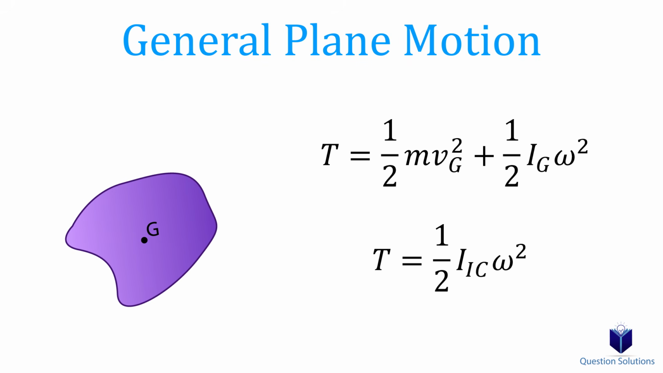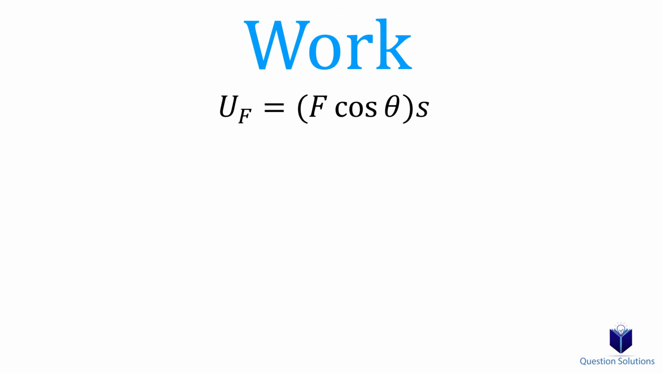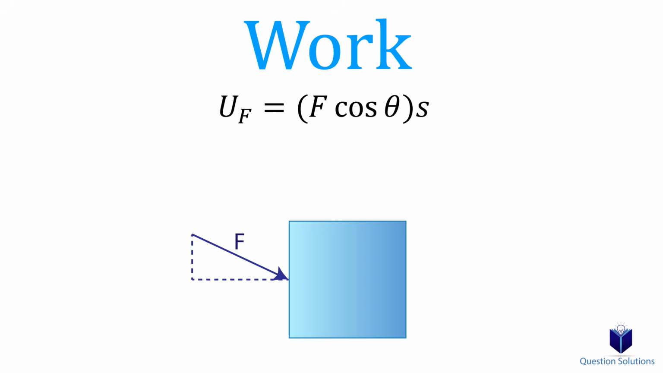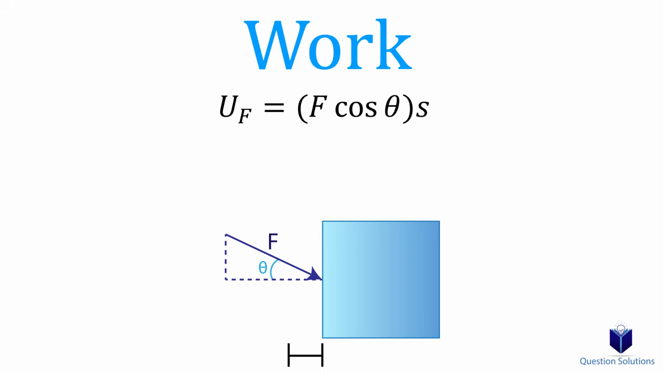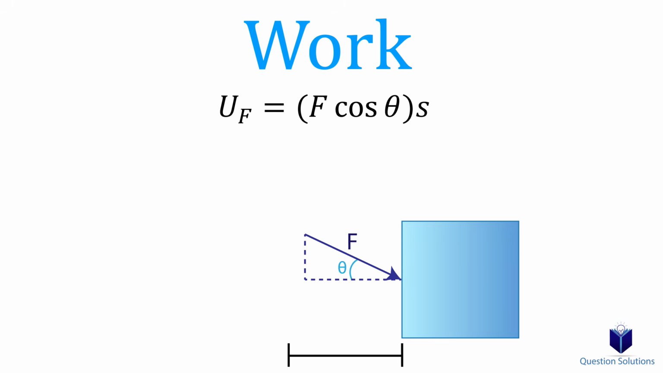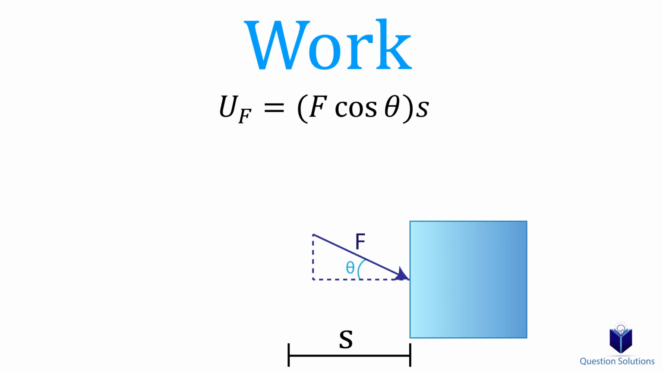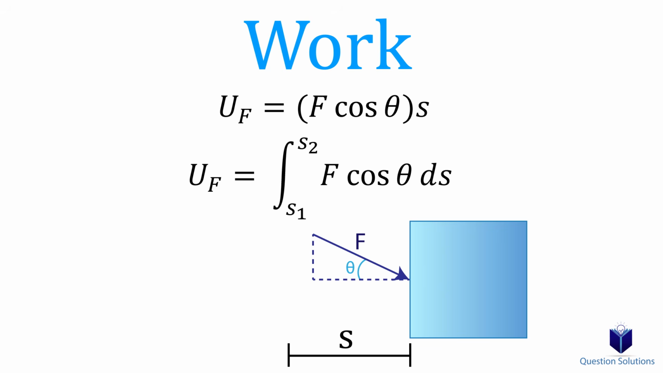Now that we know how to find kinetic energy, let's talk about work. Work is basically force times distance, and I cover this in detail in the kinematics video about work and energy. So I will glance over the stuff we need for rigid bodies. Let's say we have an object like this, and we apply a force at an angle. The work that's done is force times cosine theta times the distance traveled. This is when the force is a constant. If it's a variable force, we can integrate it like this to find the work done.